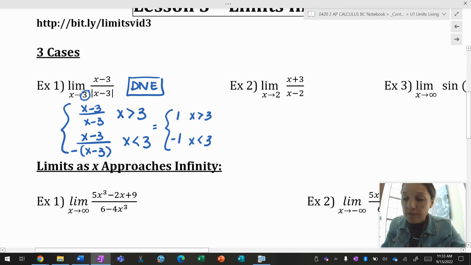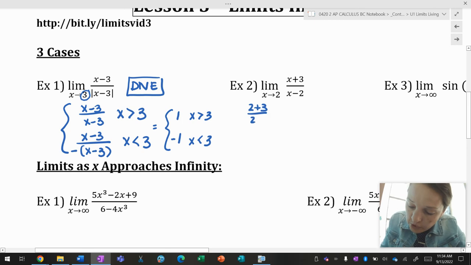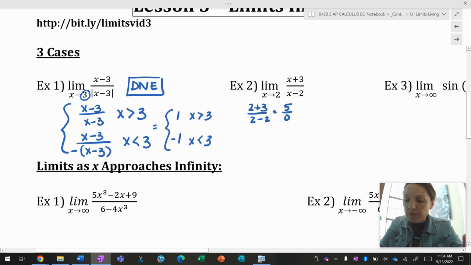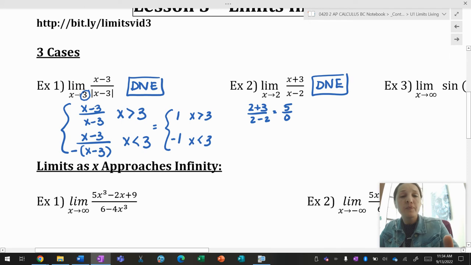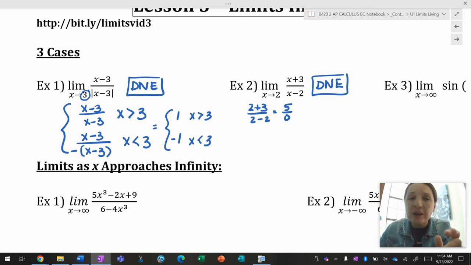Now, in number 2, if I try to plug in 2 for x, I have 2 plus 3 over 2 minus 2, which is 5 over 0. 5 divided by 0, I'm thinking this limit doesn't exist, and it doesn't, because I have a non-zero number divided by a 0, so it's highly unlikely that I can try to factor, cancel, or simplify. I don't think there's anything I can do. But mathematicians don't really like it when we just say it doesn't exist. We always want to know more.